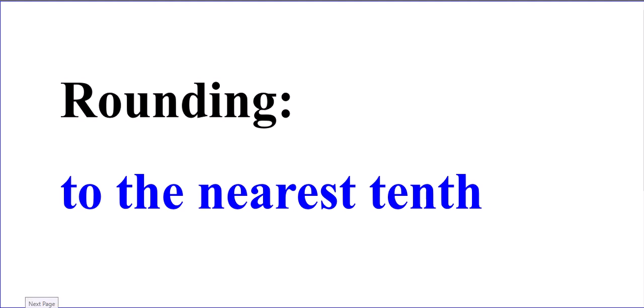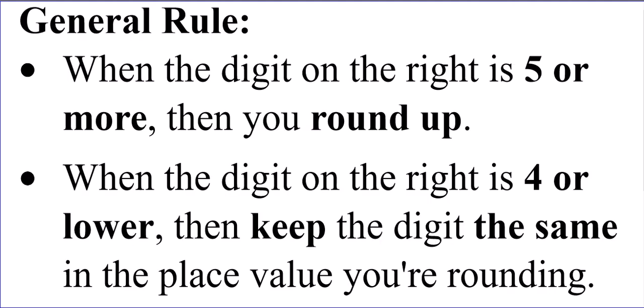Rounding to the nearest tenth. All right, general rule. We've learned about this in the last video. When the digit to the right is 5 or more, you're going to round up. When the digit to the right is 4 or less, then you're going to keep the digit the same in whatever place value that you're rounding to.